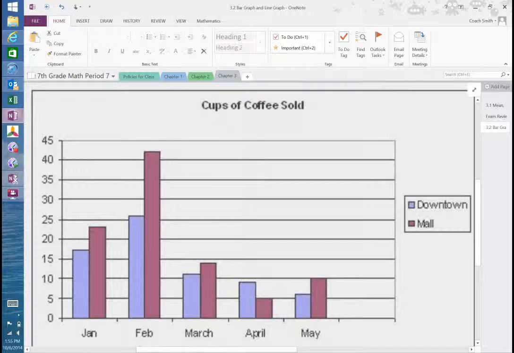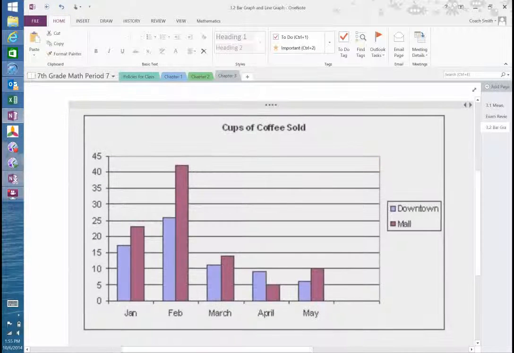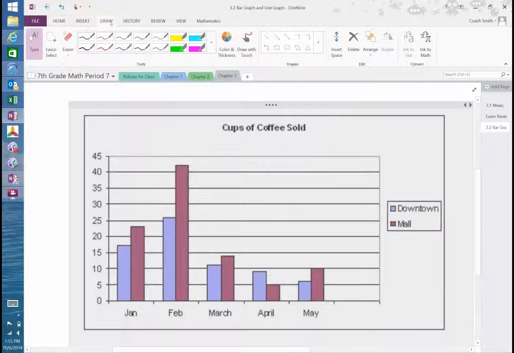All right, talking about bar graphs today. There are several important things about a bar graph that we need to talk about. First of all, you need to write this down.